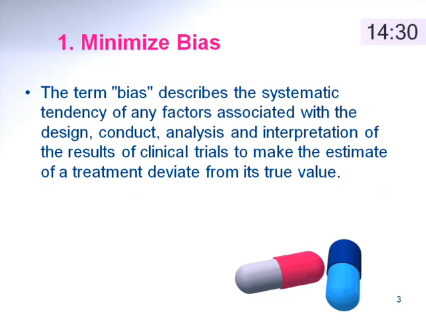The most important thing in a clinical trial is to minimize bias. The term bias describes the systematic tendency of any factors associated with the design, conduct, analysis, and interpretation of the results of a clinical trial to make the estimate of a treatment effect deviate from its true value.